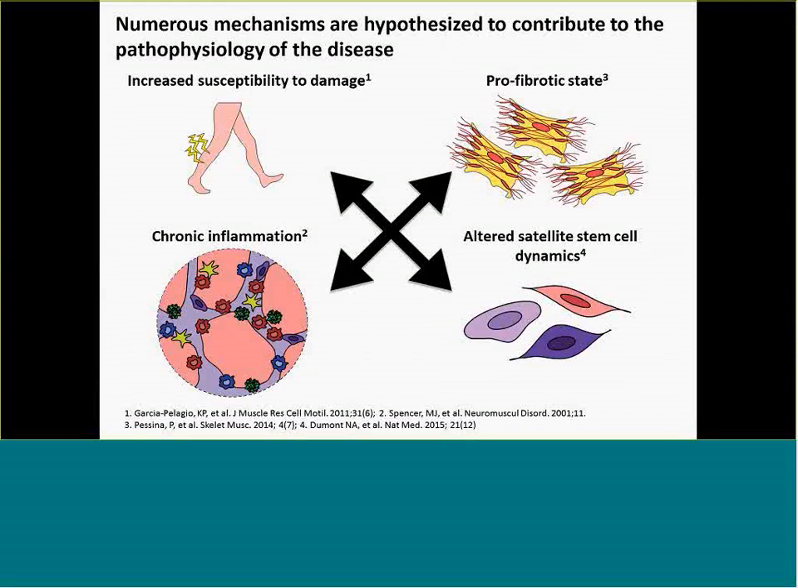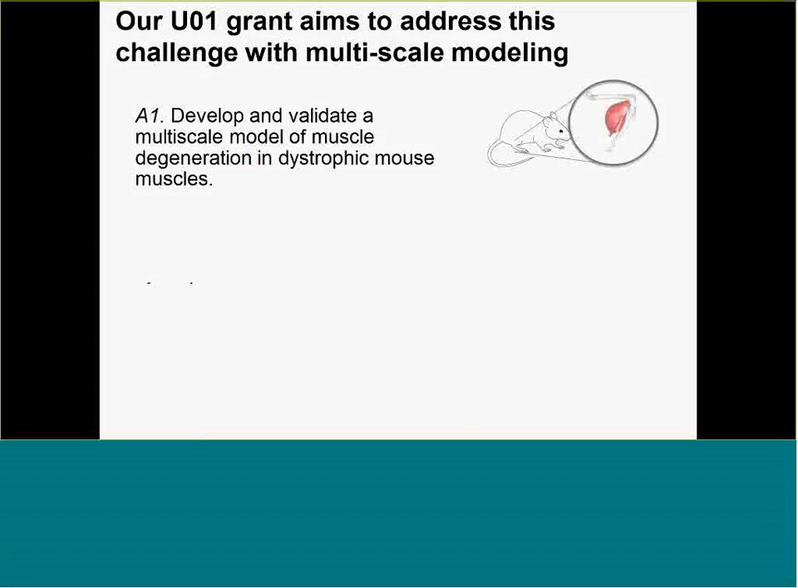And so that's really what we're compelled by. We think that's ultimately one of the key contributions of a computational model, is that we can put all that stuff in the computer. We can integrate all of these known mechanisms and understand how they interact and result in disease progression and how they might be leveraged to develop novel therapies. So our U01 grant aims to address this with multi-scale modeling. So I've broken down our aims here.